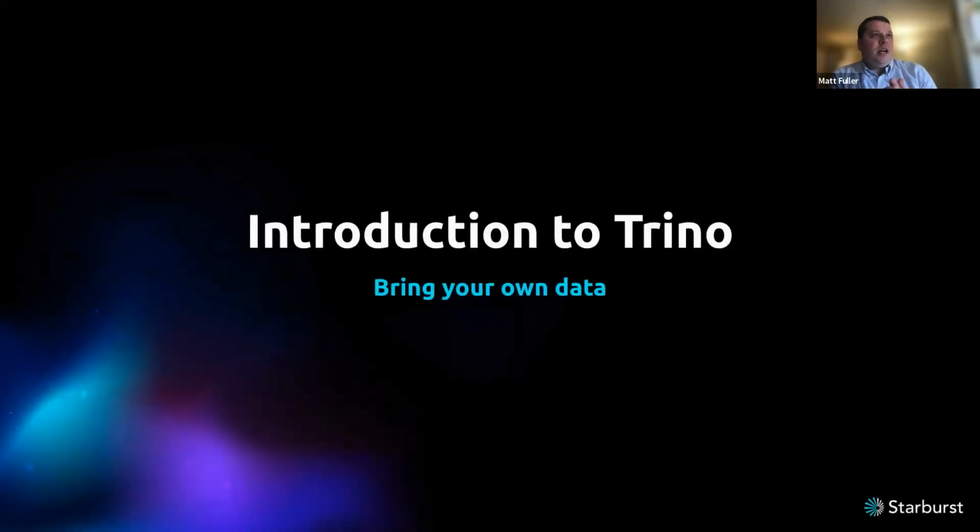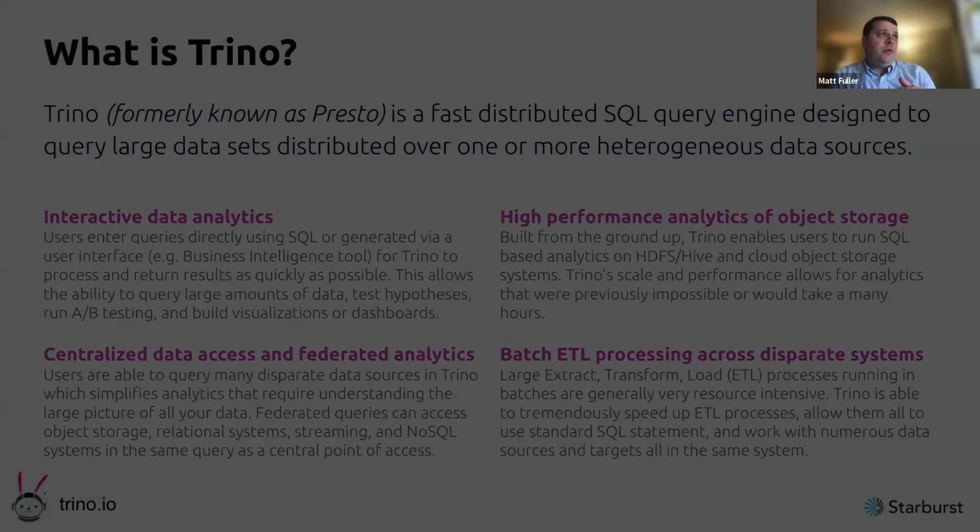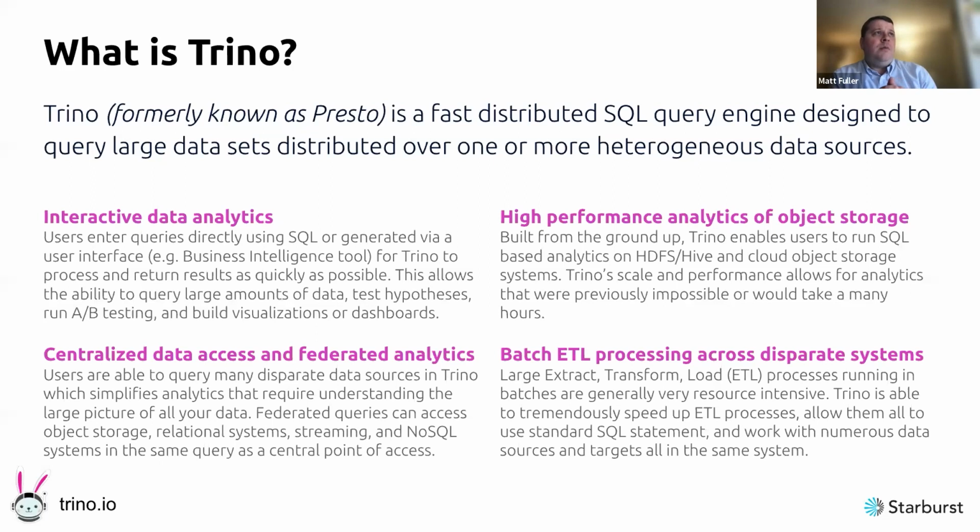So first we're going to talk about Trino, or what we like to call bring your own data. So I'll talk about high-level Trino. Trino is a fast distributed SQL query engine designed to query large data sets distributed over one or more heterogeneous data sources. Just for those of you who don't know, if you've heard of Presto, it was renamed to Trino. It was formerly known as Presto, but today it is known as Trino.